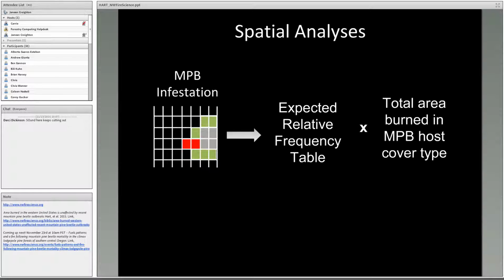This expected relative frequency table we then converted to an expected area burned based on the total area that burned in the mountain pine beetle host cover type. And again, this generates our expected area burned. And the assumption here is that if mountain pine beetle infestation is independent of fire, the expected area burned should roughly equal the observed area burned.